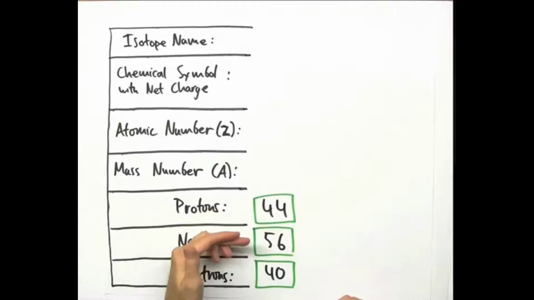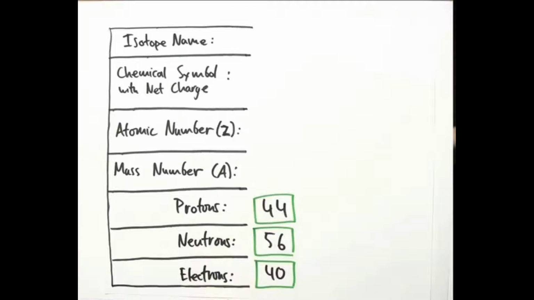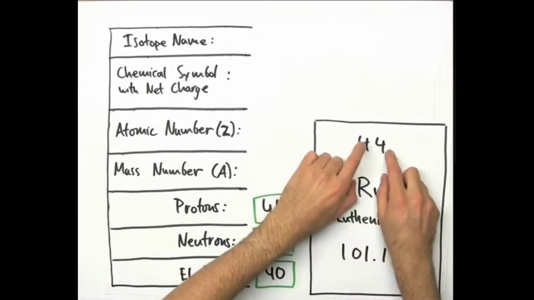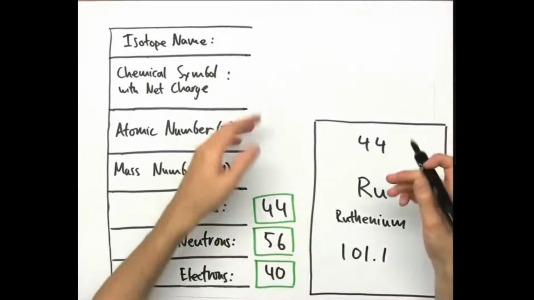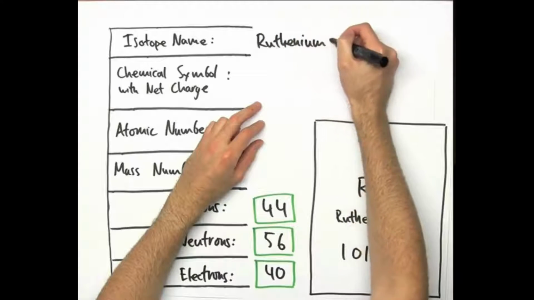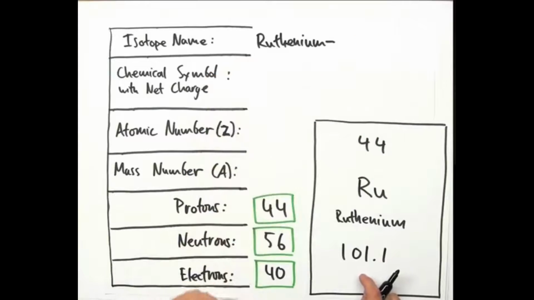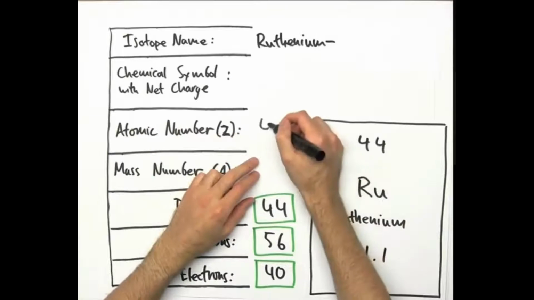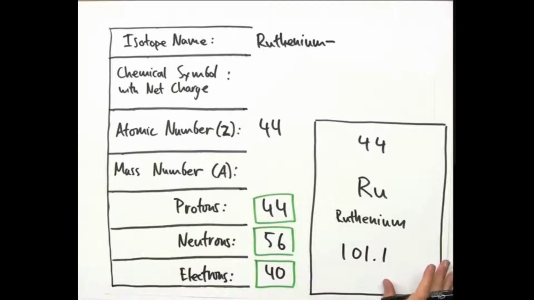Here we know protons, neutrons, and electrons. Let's start with protons. 44 here. We can look up on the periodic table and find out which element has an atomic number of 44. Okay? If you got 44, you're ruthenium. So I can put that up here as the isotope name, ruthenium. But I'm still going to have to come back and deal with a mass number that we put after here in the isotope name. Atomic number, I can take care of that right away. It's 44, the number of protons. Don't even have to look it up on the periodic table to fill this in.